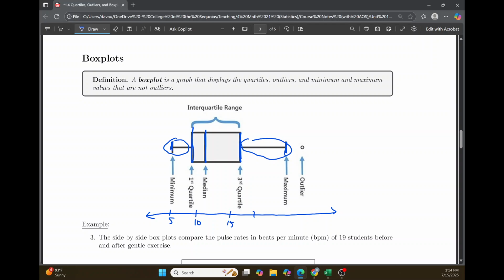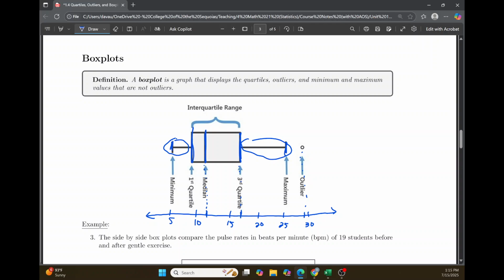I'm doing a terrible job. These should be spaced out evenly. 5, 10, 15, 20, 25, 30, whatever. And so then you can see that the median is about 12, something like that. The third quartile is maybe 16 or 17. The outlier is 29 or something. Anyway, box plots should always be fitted to a number line like this.